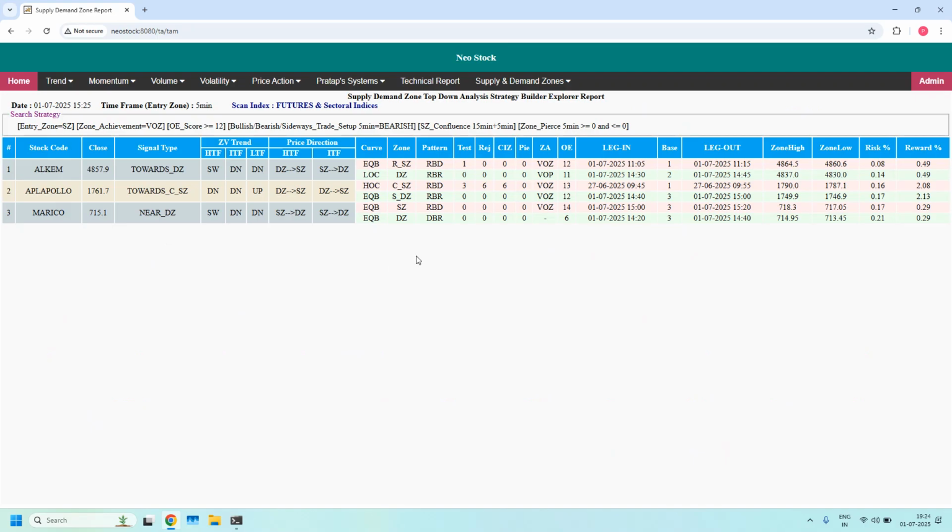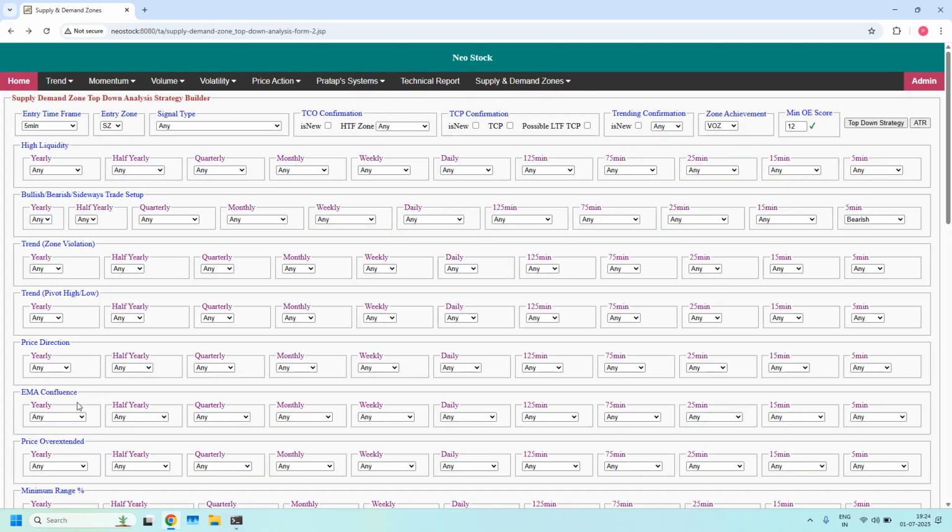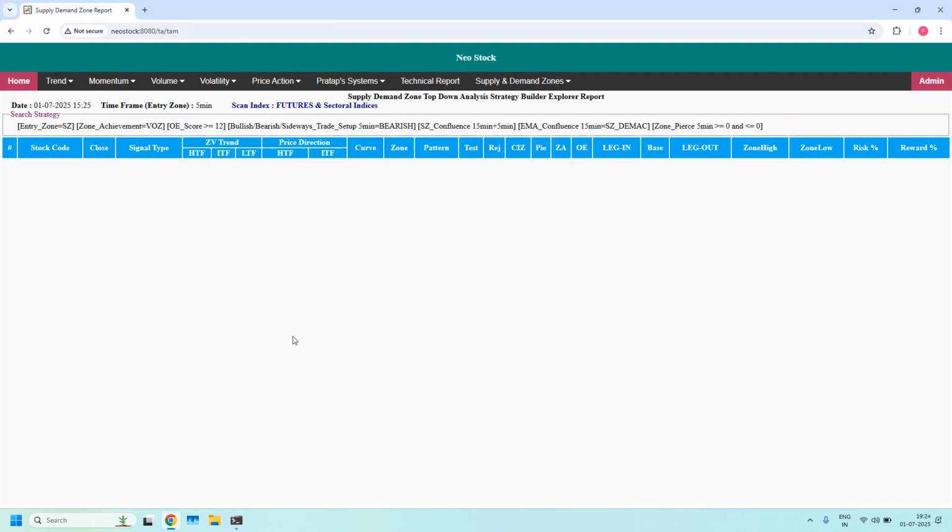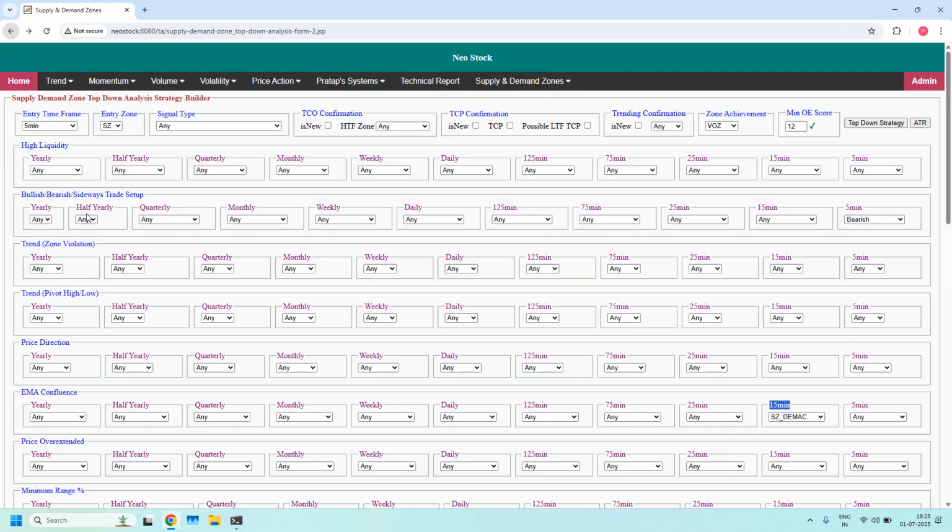3 stocks are having 5 minute supply zones overlapped with 15 minute supply zones. And 15 minutes trend is a downtrend. Let us further filter in these 3 stocks on 15 minutes time frame having daily EMA confluence. 15 minute supply zone with daily EMA. None of them are having EMA. Fine, let us look into LTF, ITF, HTF supply zone confluence supported stocks.